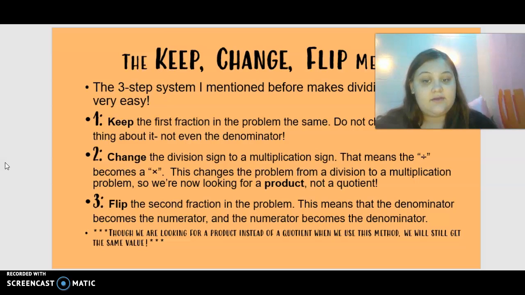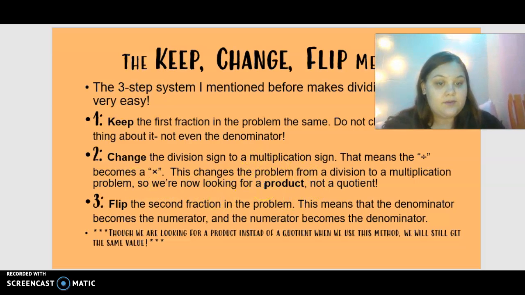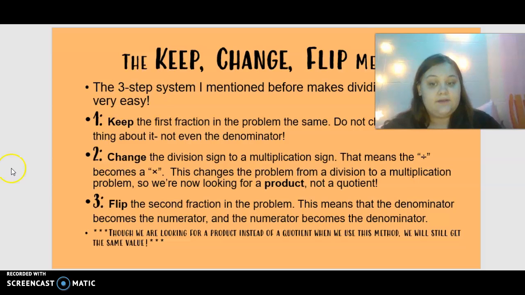The second step is to change the division sign in the problem to a multiplication sign. This means that the division sign is going to become a multiplication sign. This now changes the problem from a division to a multiplication problem. So you're now going to look for a product, not a quotient. And remember, a product is the answer to a multiplication problem. So you're now changing the entire problem from division to multiplication, which you already learned and should be easier.